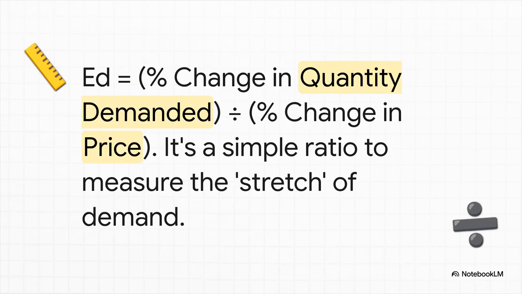So how do we actually measure that stretch? With a number? Well, yeah, and this is the formula right here. It looks a little mathy, but it's actually a super simple and really powerful ratio. All we're doing is taking the percentage change in how much people want to buy and dividing it by the percentage change in the price. What you get is just one single number that perfectly sums up that whole price-demand relationship.